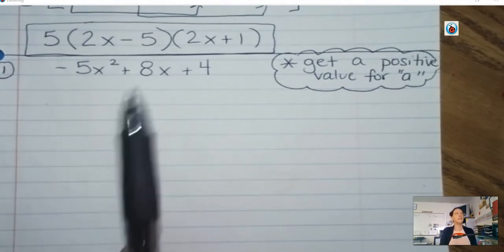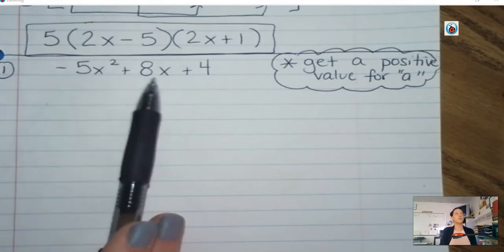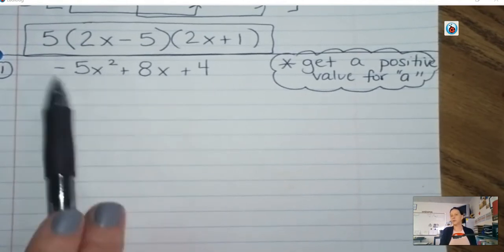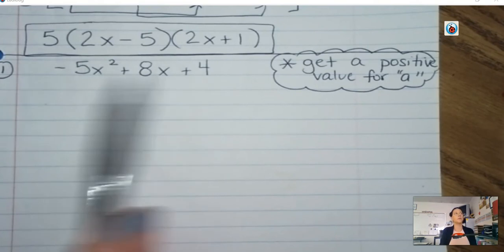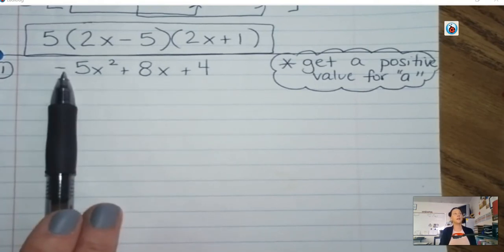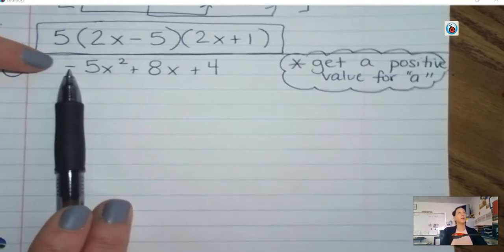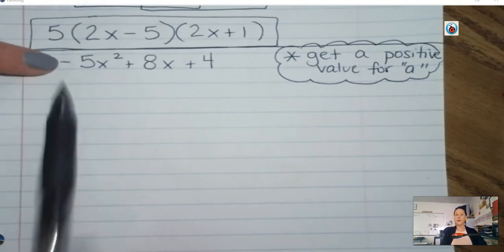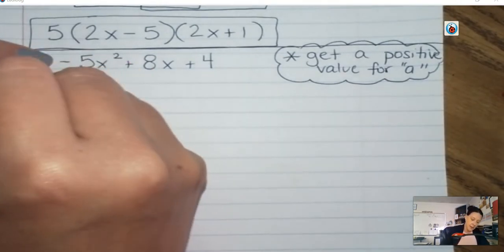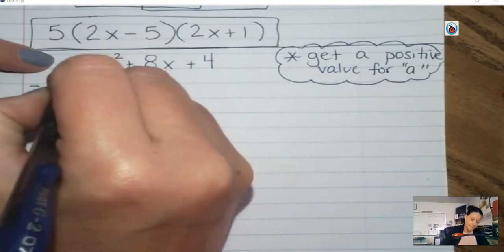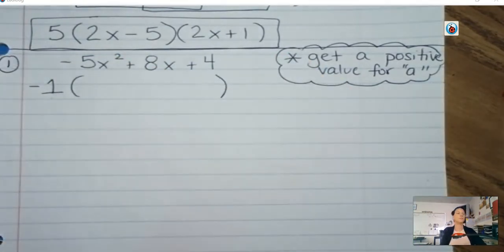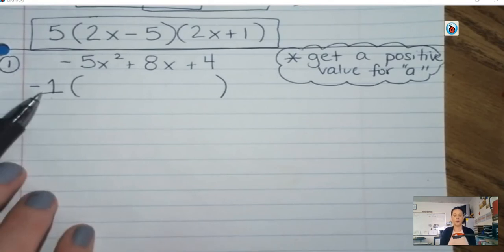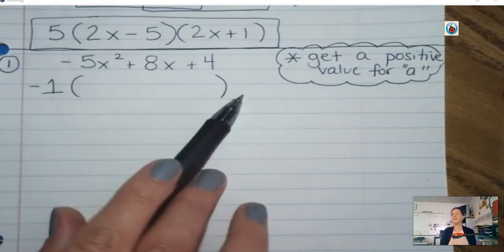Okay, first let's see if there's a greatest common factor. So 5, 8, and 4, there's no greatest common factor besides 1. But I do want to get rid of this negative in front. So the way we get rid of this, and make sure you're taking good notes, is we're going to pull out the greatest common factor of negative 1. Pull out negative 1, and now that's going to flip all the symbols.